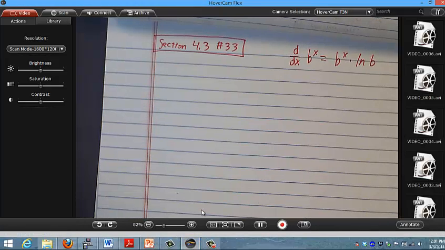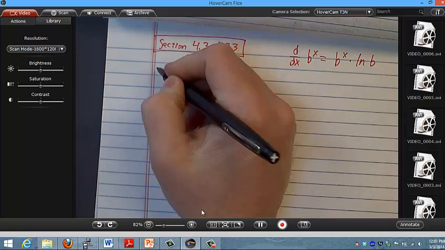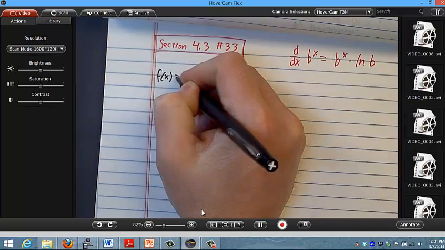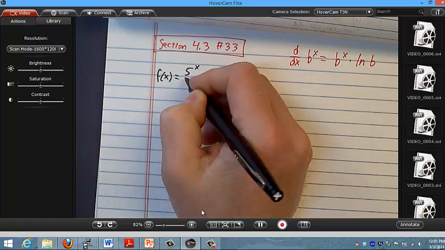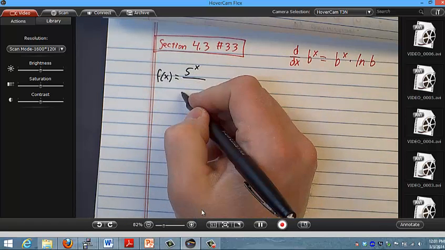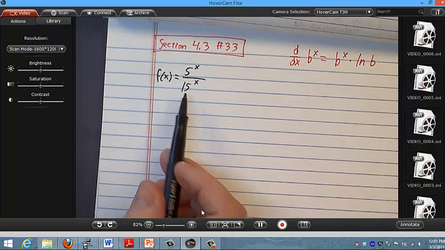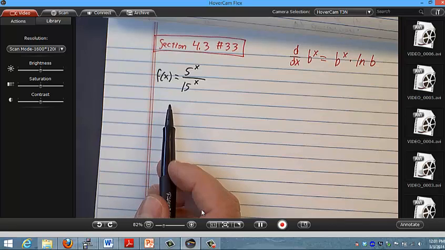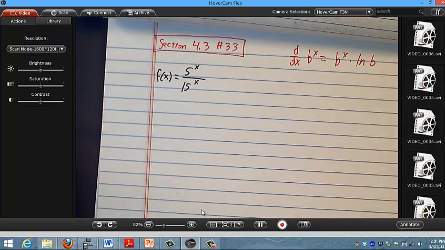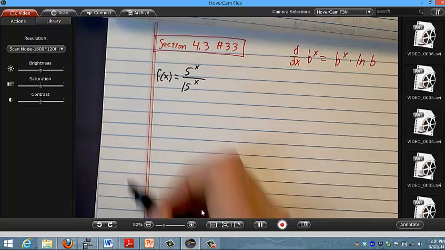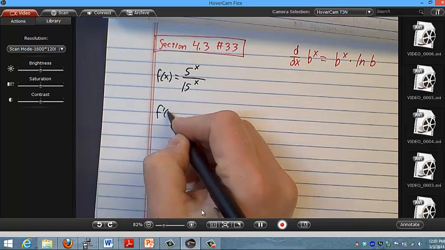All right. So the function was 5 to the x power over 15 to the x power. So there's two different exponential functions that are being divided. Don't go canceling the 5 and the 15. It's going to get us in trouble. Okay? Can't do that here. But I guess what I can do is I can try and use the quotient rule to find my derivative, because it's a quotient.